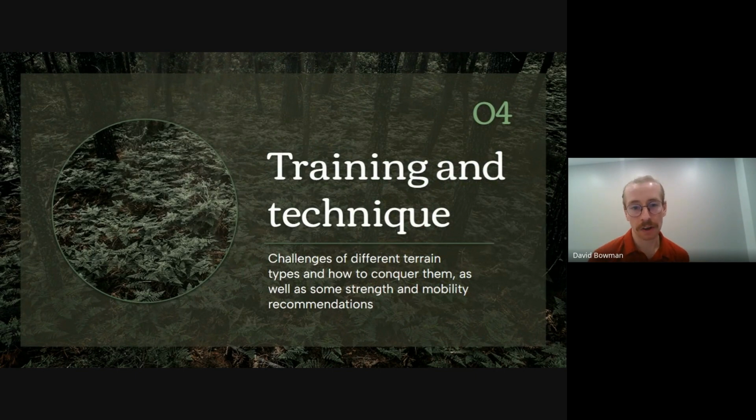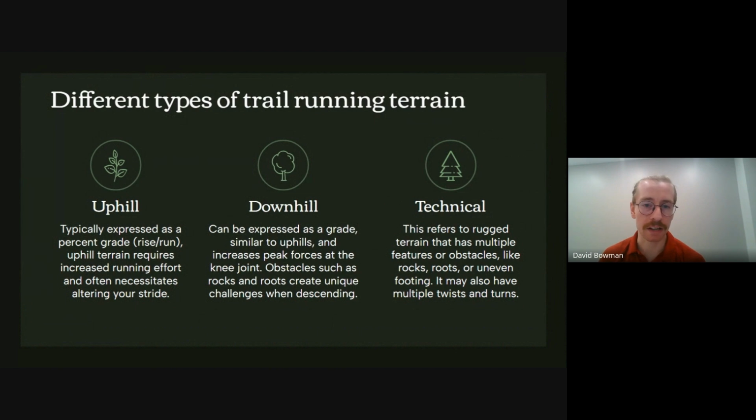Okay, let's talk a little bit about some training and technique considerations. What we're going to do here is talk about some of the challenges in running on different trail running terrain, and then a couple of considerations or thoughts for strength and mobility cross training. In this technique section, I wanted to talk about three different types of terrain today. These would be our uphill, our downhill, and our technical terrain.